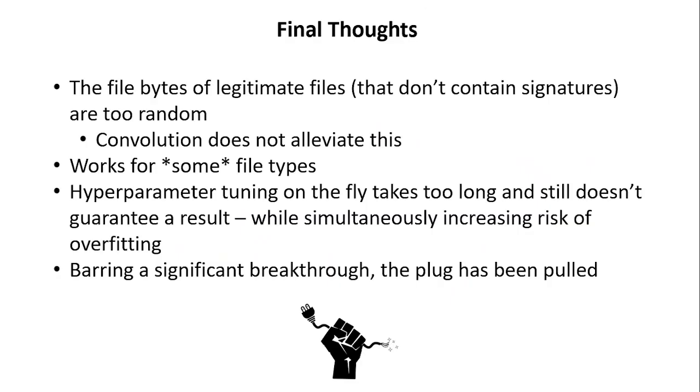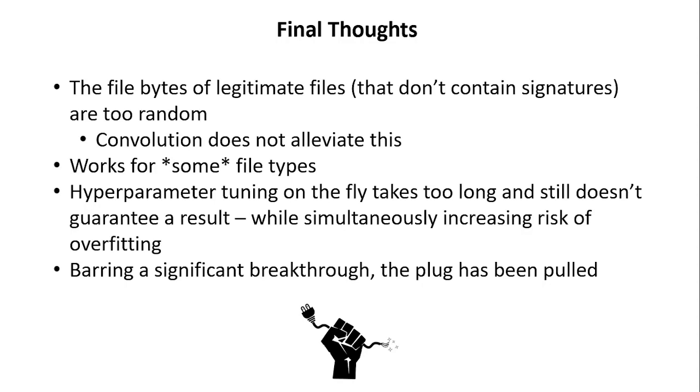My final thoughts on it. I think that the file bytes of some file types are just too random. Text files, DAT files, things of those natures. They don't follow enough of a pattern to effectively apply machine learning to them to determine outliers. The convolution does not alleviate this, and it only works for some file types. Like I said, it works great for DLLs. It works great for EXEs, for PDFs, the picture file formats. It works great for those.